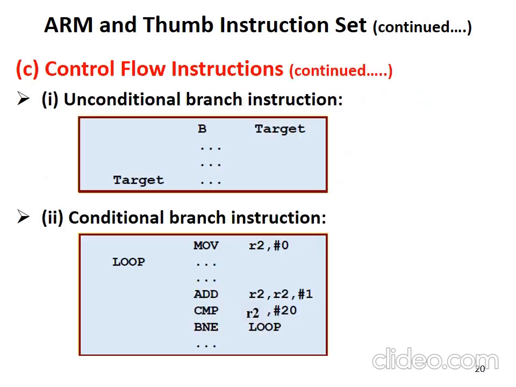In control flow instructions, we have the unconditional branch instruction. So here B is the unconditional branch instruction. It is followed by a target, which is a label. After this instruction, the program counter is loaded with the address of the target, that is the label.